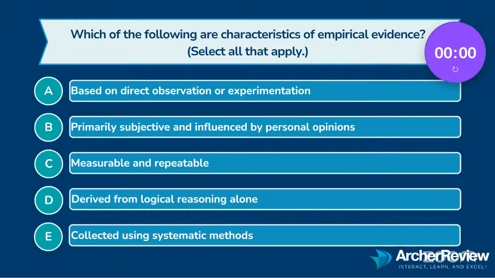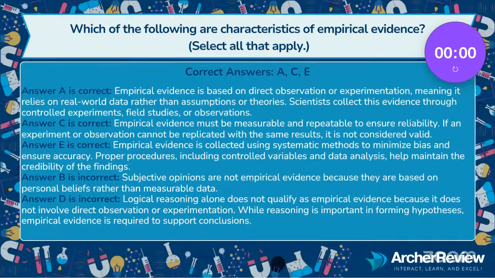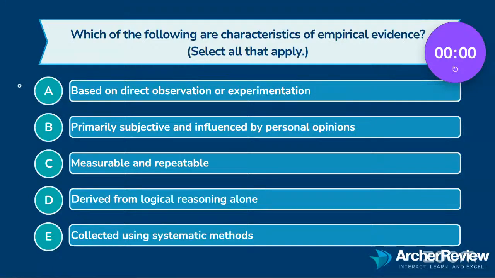Let's see how we did. Our correct answers are A, C, and E. So let's break those down. A, C, and E. Empirical evidence A is based on direct observation or experimentation. Remember, we talked about yesterday that scientific information is based on this idea of empirical evidence. And 2 of their key characteristics is direct observation, something that they directly witnessed, and or experimentation.